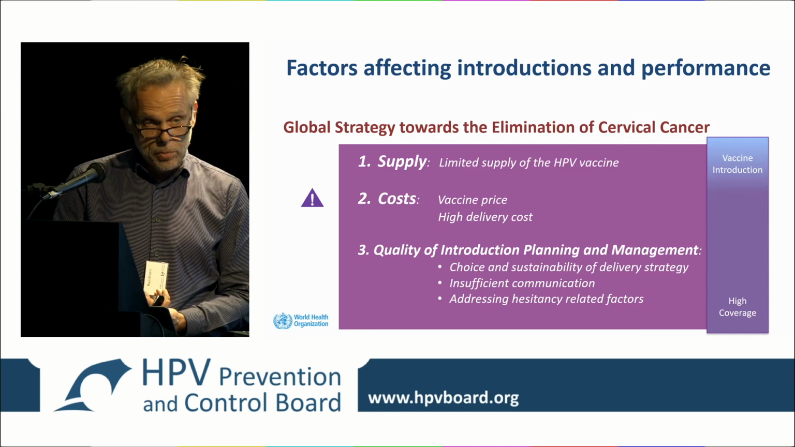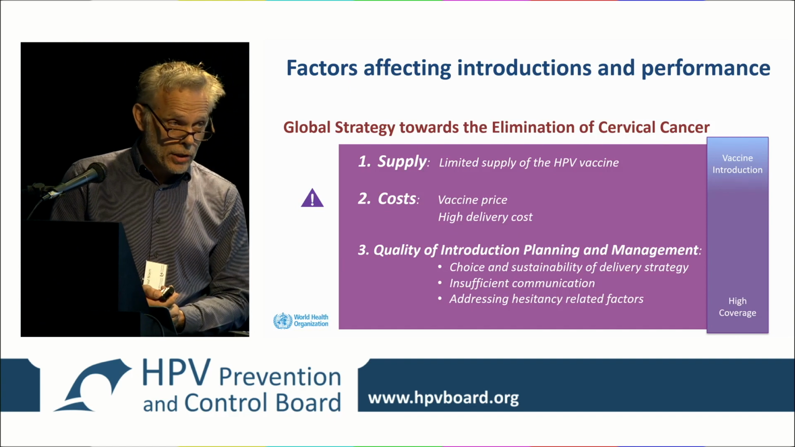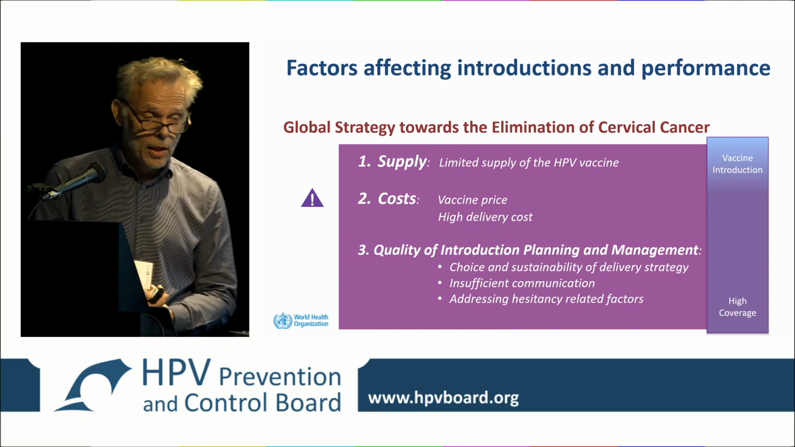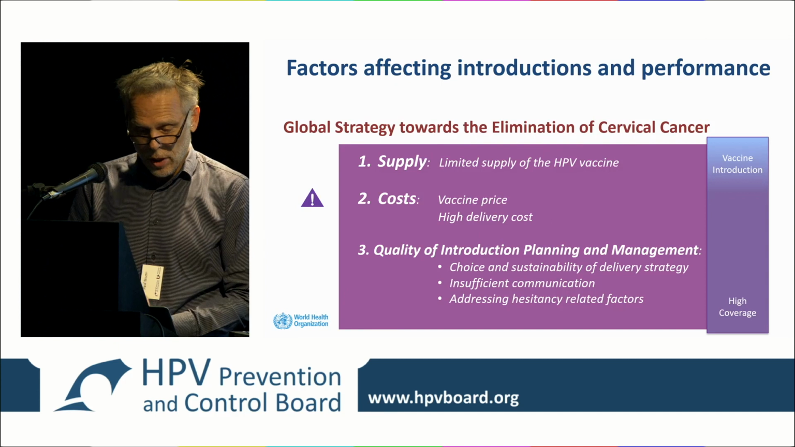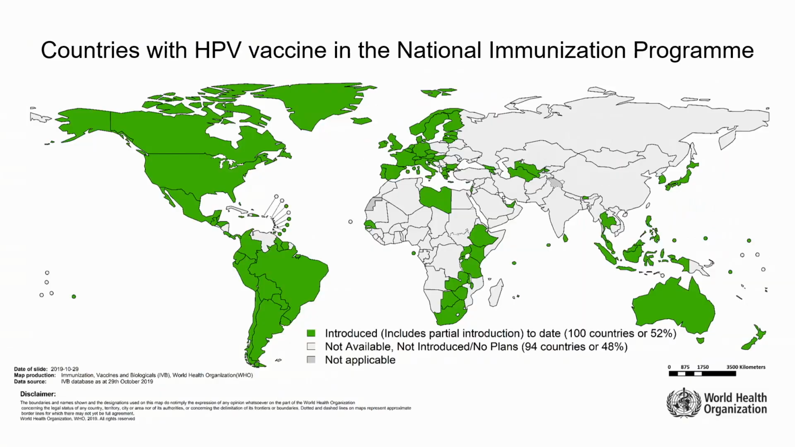So overall, coverage is mostly impacted by bad planning, insufficient communication, sometimes insufficient crisis communication. We see a lot of that in the introductions, and I'll show you some data later on to show that back. Some of the good news is that last month in October, we celebrated that 100 countries have now introduced. So we are over half of the countries, 52% of the countries have introduced. So that is very nice. Yes, HPV is lagging behind, but the speed of introduction compared to Rota and PCV is picking up. That is very good.